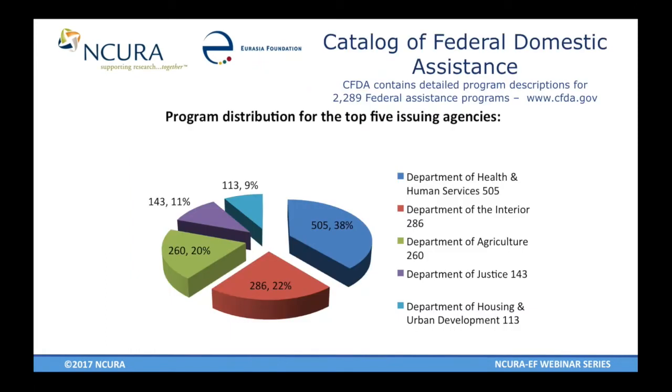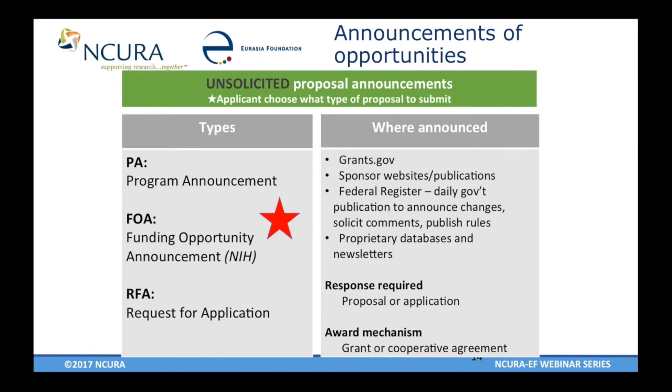This slide just shows the top federal programs who provide assistance awards. Assistance programs are announced in Grants.gov, on agency websites, in the CFDA, and in the Federal Register. This is a document that publishes announcements, rules, and programs. FOAs are also announced on fee-based databases and in newsletters. I will cover each of these later in the presentation.